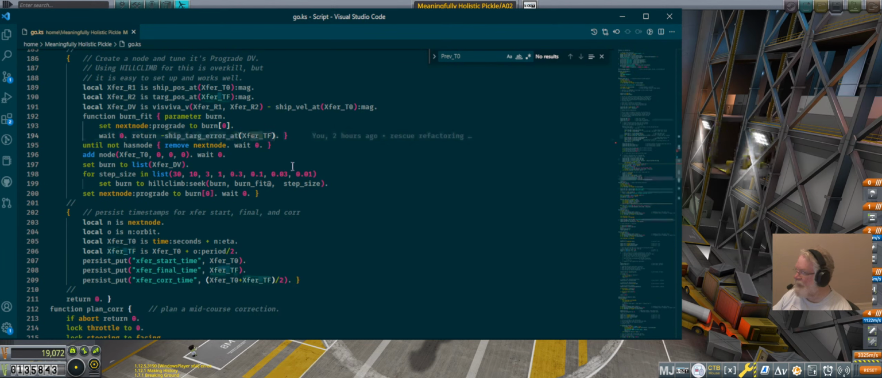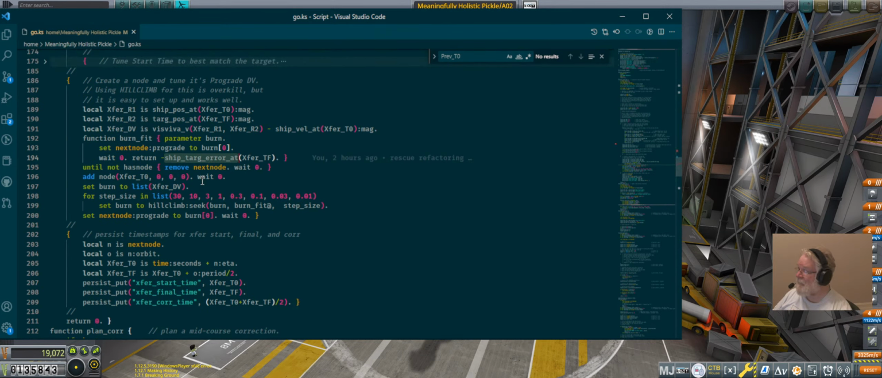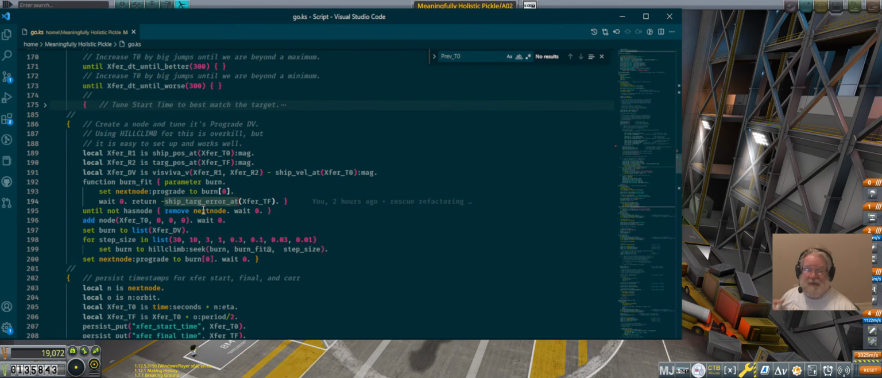Now, if we ever change TF, then okay, it would do it. But we're not going to change TF, because now we're just going to mess with the node. We're going to update the node, and find out what our target error is. I think we have called that method before: look at our ship's position at that time, look at our target position at that time, compare the two. We're going to ask our hill climber to adjust our prograde burn to the value that minimizes that. Okay, so we should be fairly close at that point.